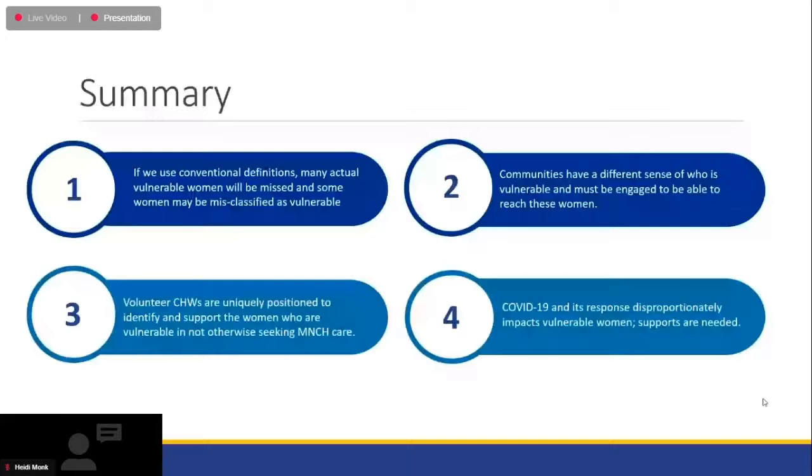So in summary, we have found that the conventional definitions of vulnerability differ from the community members' knowledge of vulnerability, and that when we use conventional definitions alone, we may miss some of the women who are truly vulnerable and may classify some people as vulnerable when actually they are not. Also, because community members have a different sense of vulnerability, it's important to engage them in identifying vulnerable women if we are to reach them.